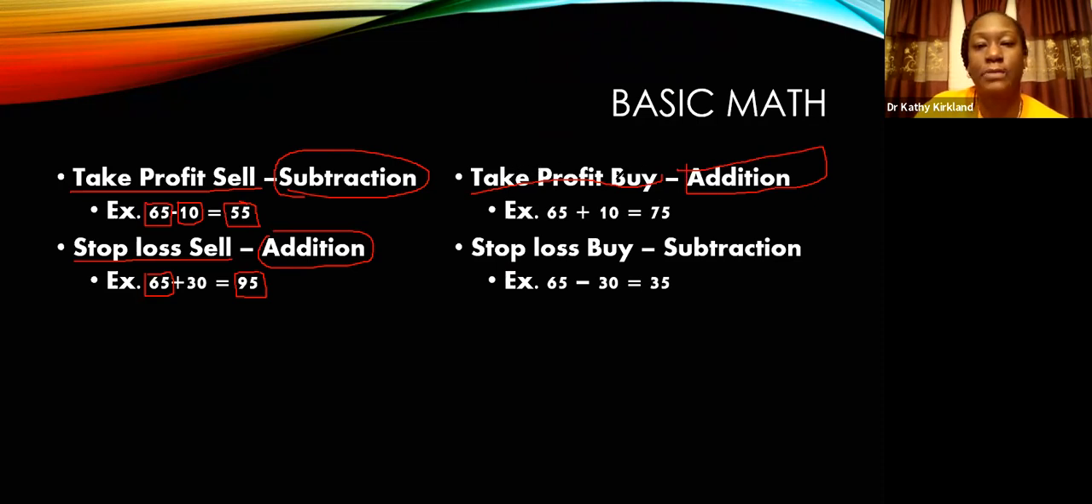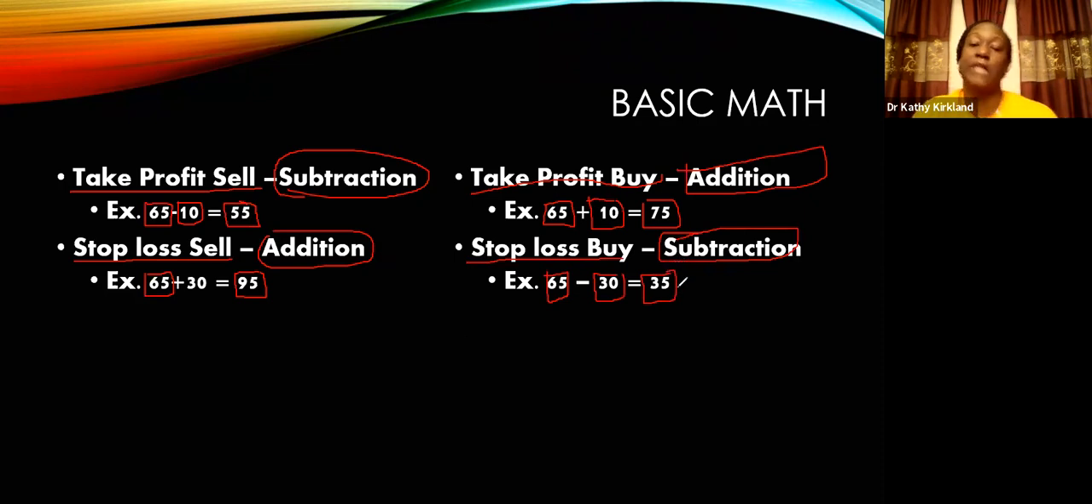Your take profit, I'm sorry, your take profit for a buy is addition. So your entry price is 65. You'll add 10 pips, which will give you 75 as your take profit. Your stop loss for a buy is going to be subtraction, which is the opposite of the stop loss for the sell. Your entry price is 65, and then you'll subtract 30 to get your stop loss of 35.